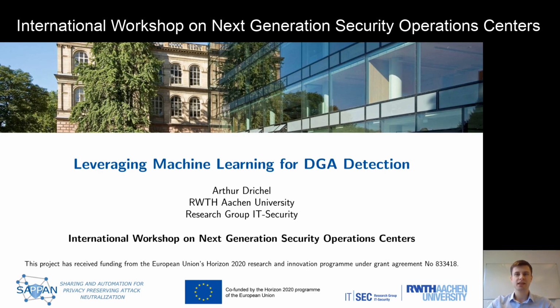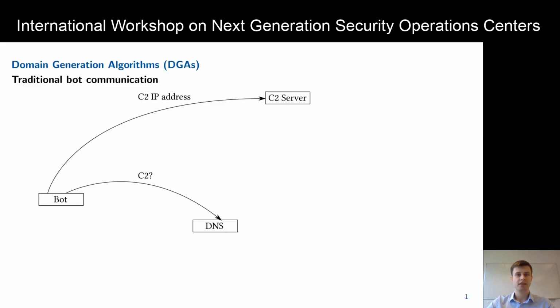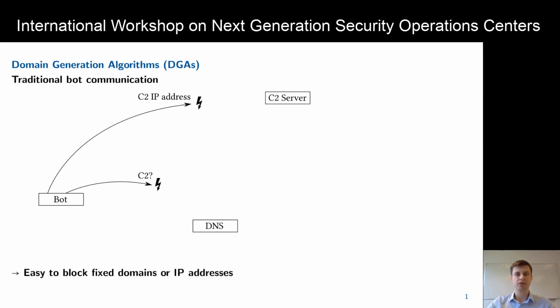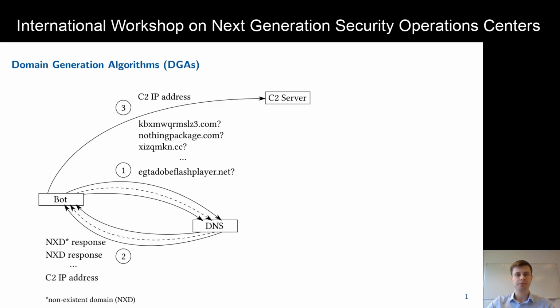To get started, let's first take a look at traditional botnet communication. Here, bots have usually two simple approaches to contact their command and control server. They either use fixed IP addresses or fixed domain names. But from the perspective of the botnet herder, these approaches have a major drawback as they are easy to block for a defender once these values are known.